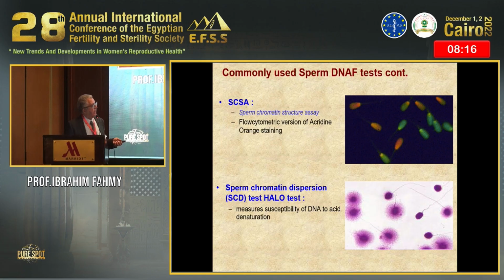This does not directly measure the sperm with DNA fragmentation, but in this test we measure the stability of the DNA to acid denaturation, and then we give some sort of dyes. Normal sperms will have this figure, and abnormal sperms, or sperms with DNA fragmentation, will be seen like this.